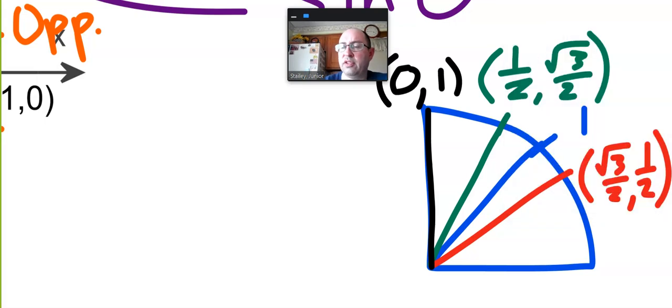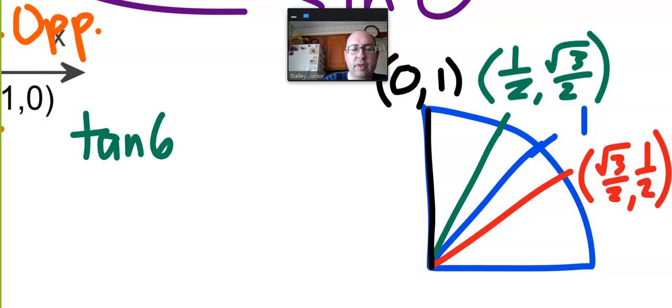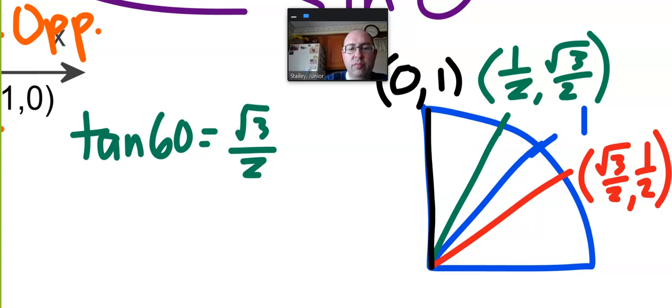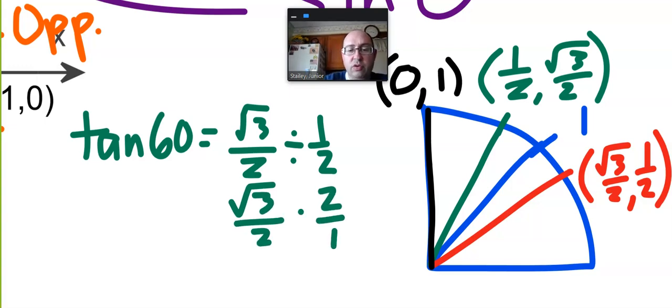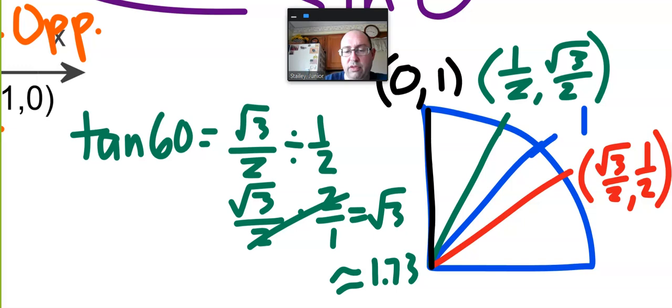Let's go with the 60 first. So the tangent of 60, that's the green one. Y divided by x, which we know is the same thing as y times the reciprocal. So the 2's cancel, I get radical 3. That is approximately 1.73. Now, I don't care that you know the decimal.